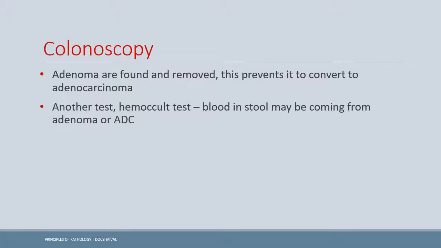Okay. Next, we have colonoscopy, and colonoscopy is involved in detecting adenoma in the colon, and adenocarcinoma can also be detected. Now, we usually try to find adenoma and remove it so that it is not converted to adenocarcinoma. Similarly, we also have something called the hemoccult test. It's simple. We look for blood in stool, and that may be coming from an adenoma or from an adenocarcinoma, and that can be used as a screening method for adenocarcinoma.